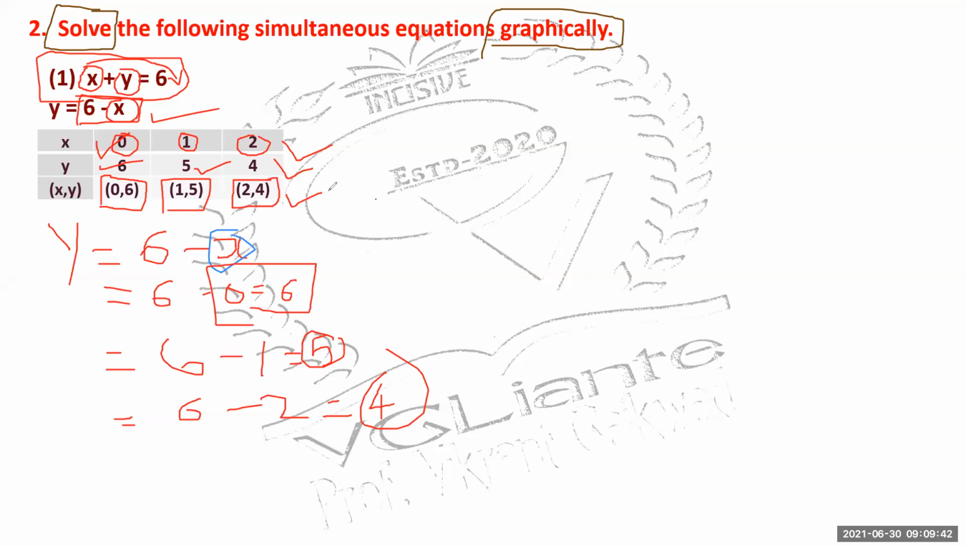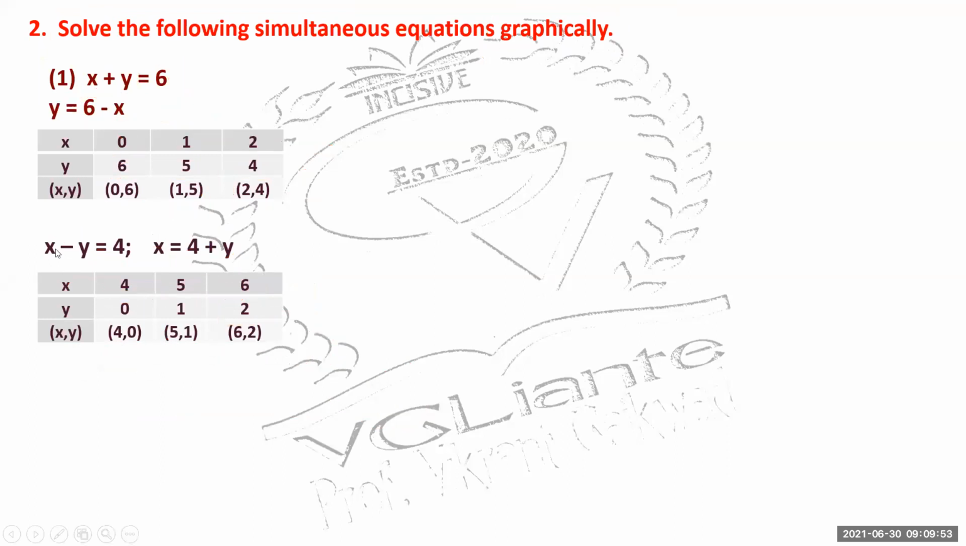Now, this is your first equation. There is one more equation; there are two equations. Understood? Your second equation here is x minus y equals 4. Now y is negative, so you change the position of y. Always keep the variable with the positive sign on the same side.